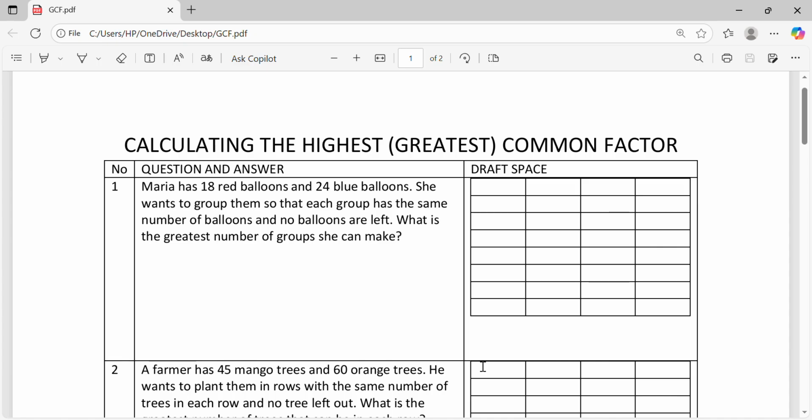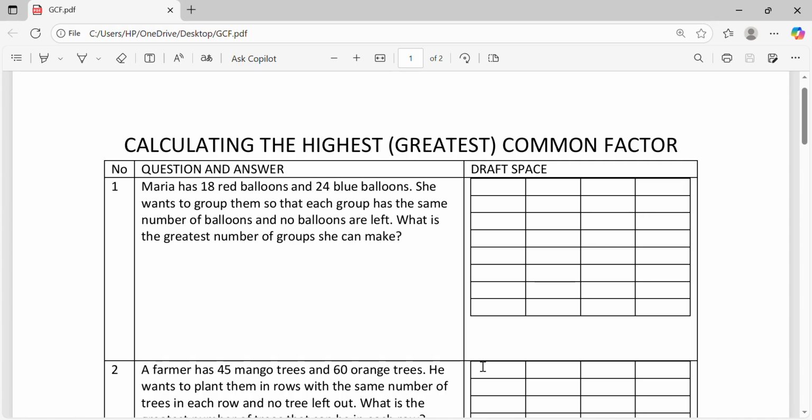We are going to do a correction of this exercise that was about calculating the highest common factor or the greatest common factor. Question number 1.